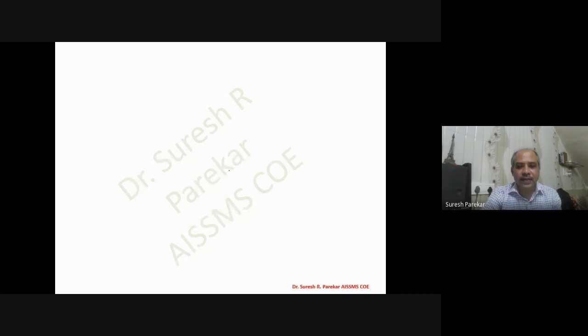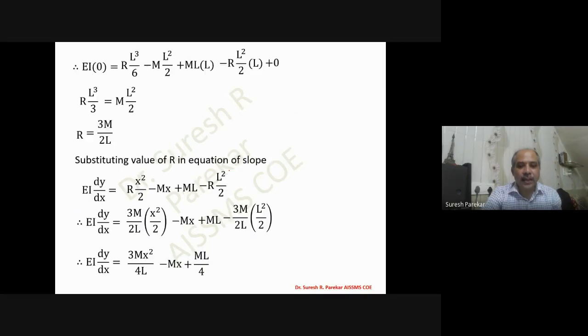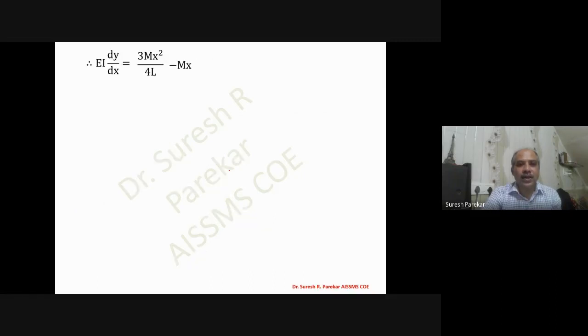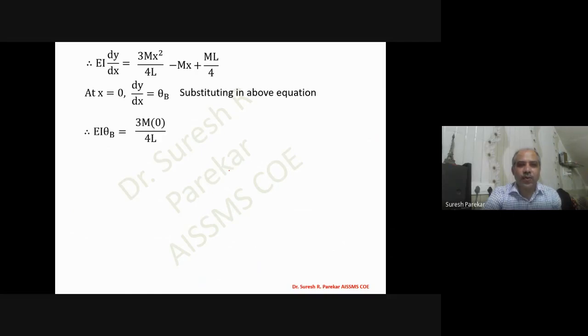And that will give us the equation 3mx² by 4L minus mx plus ML by 4. Now we have this equation and we are going to substitute x equal to 0, dy by dx equal to theta B. By substituting this value in the above equation, we get EI theta B equal to 3m upon 4L times x is 0, minus m times 0, plus ML by 4. And that will give me the value of M equal to 4 EI theta B upon L.